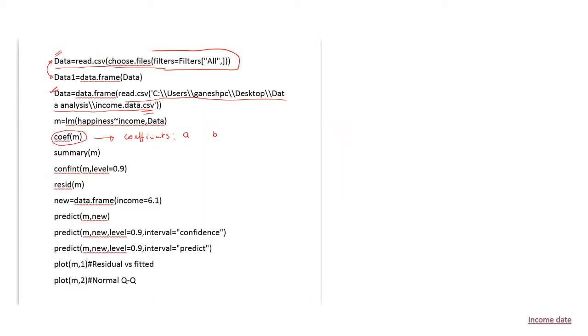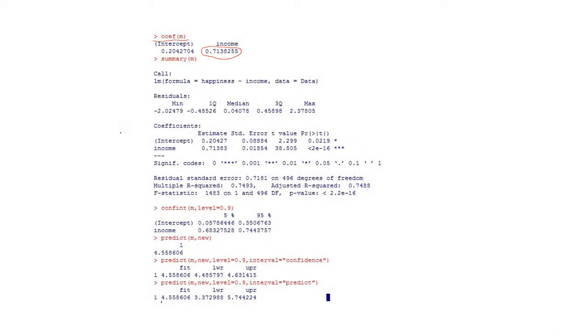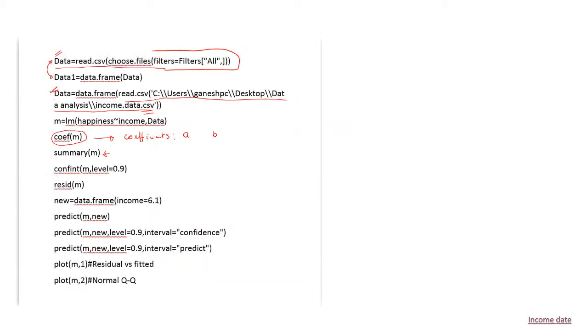So now you already know this command, summary of n. This gives these portions. I already explained this in my previous class. Okay, and this gives the residuals. This command gives the residuals. That means y minus y hat.